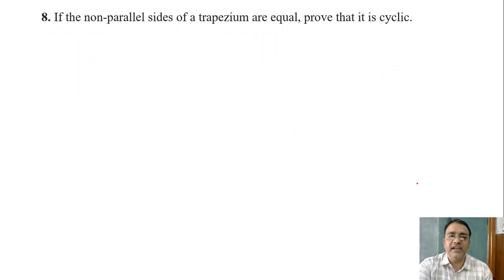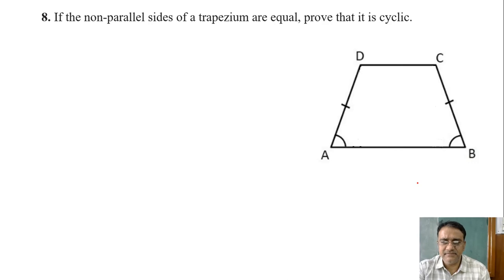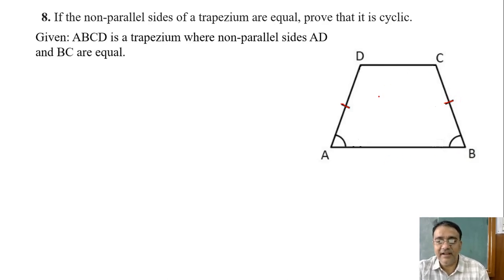Now the next question: if the non-parallel sides of a trapezium are equal, prove that it is cyclic. So to prove it is cyclic, what we have to prove is that the sum of opposite angles should be 180 degrees. Okay. So we'll start with the diagram. What is given is that AD is equal to BC, and ABCD is a trapezium, AB parallel to DC. And what we have to prove is that ABCD is a cyclic trapezium or cyclic quadrilateral.